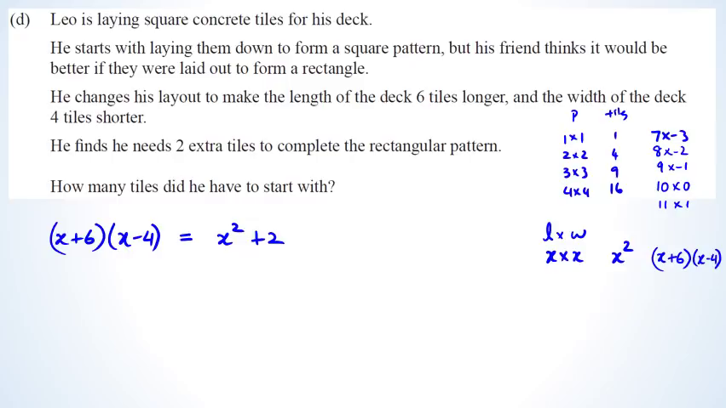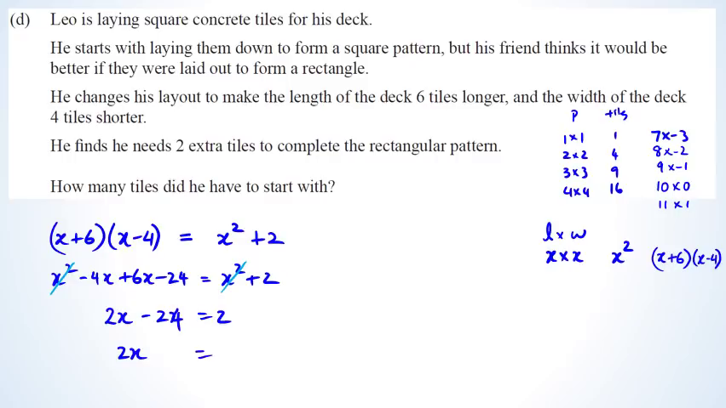Now once I've set it up, I expand the quadratic: x squared minus 4x plus 6x minus 24 equals x squared plus 2. Simplifying this, I can see that the x squareds disappear because they're on both sides. 6x minus 4x is 2x. So I've got 2x minus 24 equals 2. And then 2x is equal to 2 plus 24, which means 2x is equal to 26. I'm going to carry on here. 2x equals 26, and then x is equal to 26 divided by 2. So what you end up having is x is equal to 13.